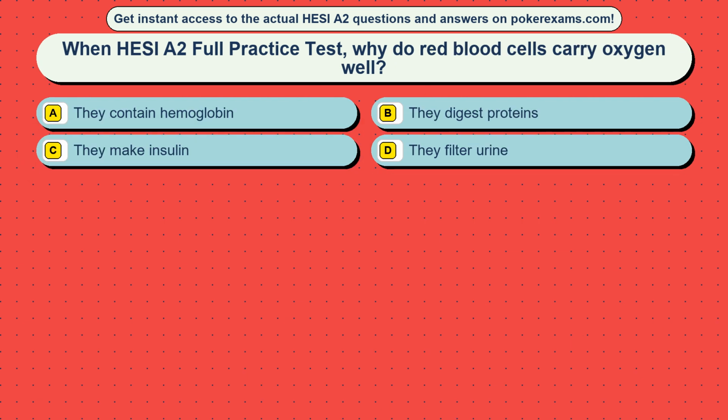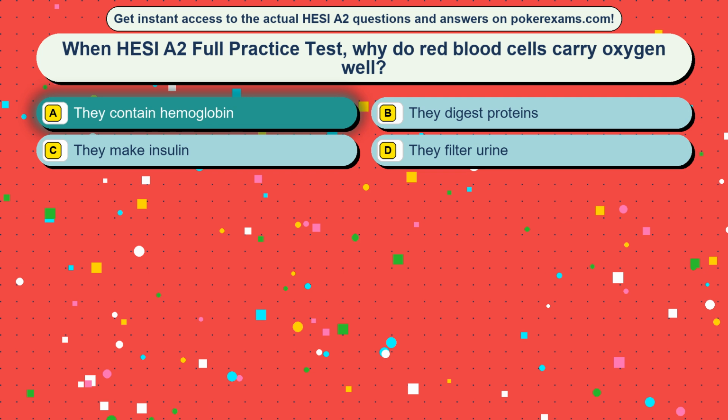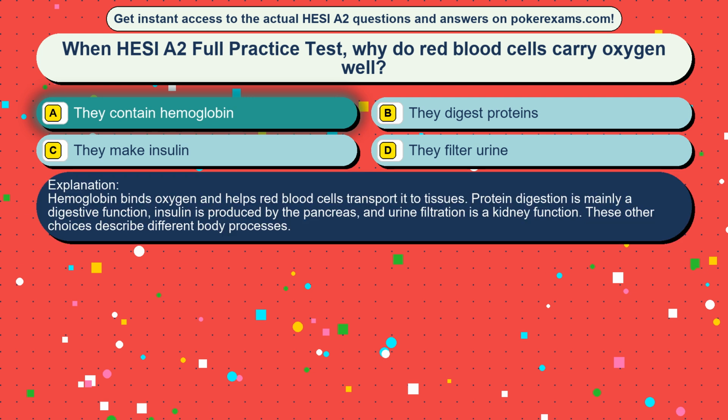Question 29. HESI A2 full practice test, why do red blood cells carry oxygen well? Option A. They contain hemoglobin. Option B. They digest proteins. Option C. They make insulin. Option D. They filter urine. The correct answer is option A. They contain hemoglobin. Hemoglobin binds oxygen and helps red blood cells transport it to tissues. Protein digestion is mainly a digestive function, insulin is produced by the pancreas, and urine filtration is a kidney function. These other choices describe different body processes.